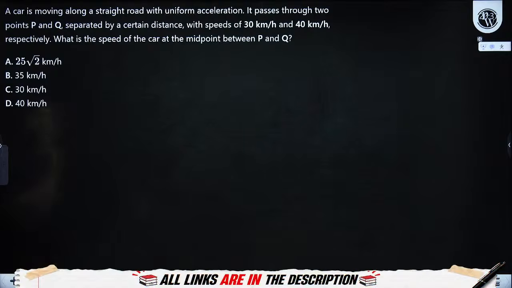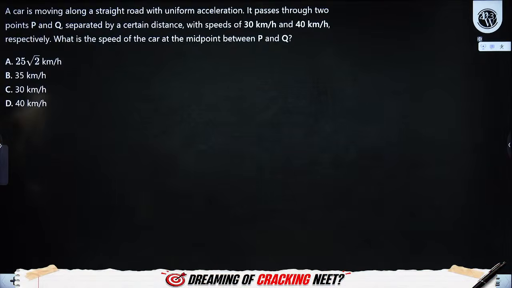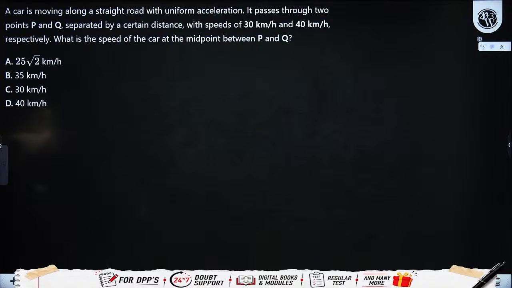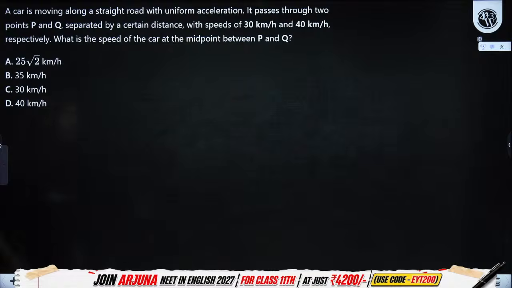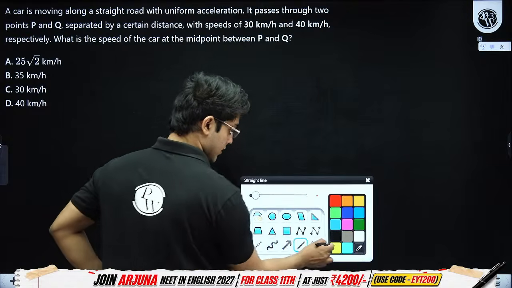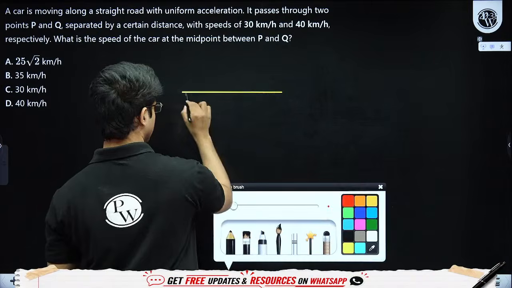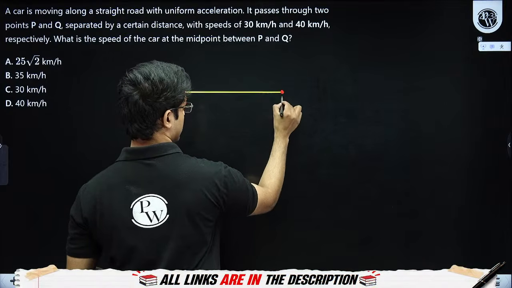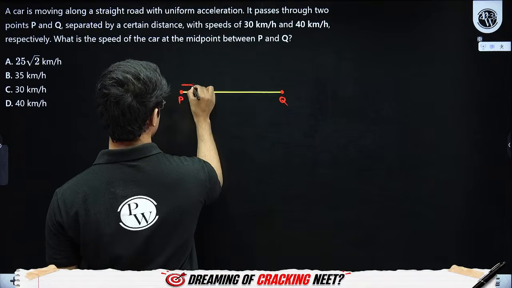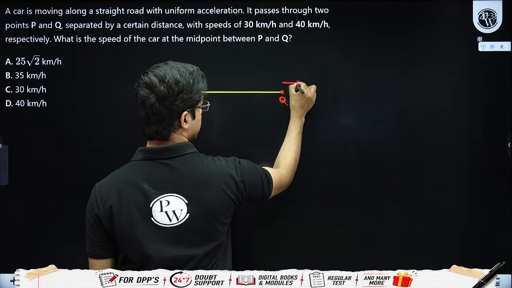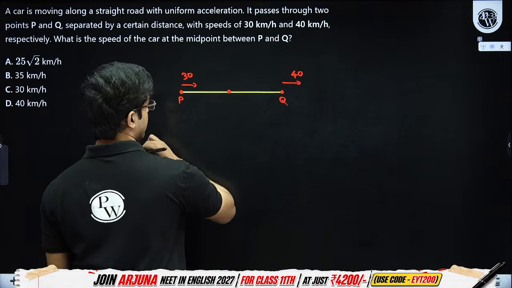Then we have this question. A car is moving along a straight road with uniform acceleration. It passes through 2 points P and Q separated by a certain distance with speeds 30 and 40. What is the speed at the midpoint? So we have 2 points P and Q. Acceleration is still uniform. Here the speed is 30 kmph, here the speed is 40 kmph. They're asking for the speed at the midpoint.